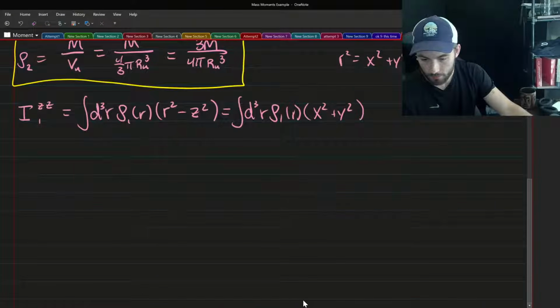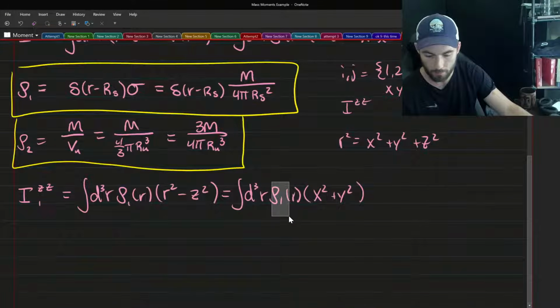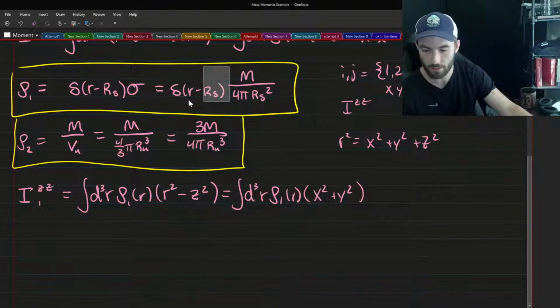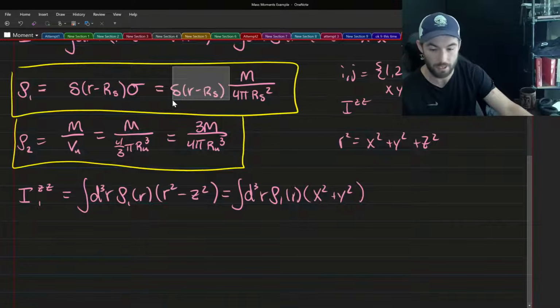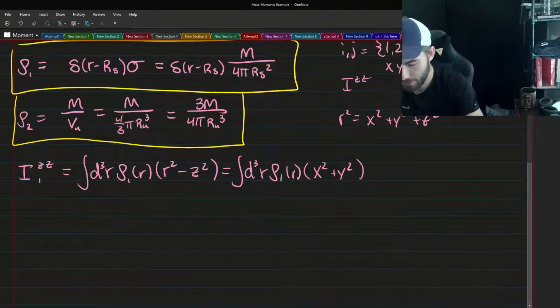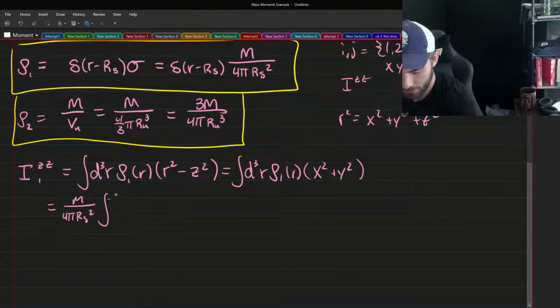Okay, what's next? So now let's actually substitute in our mass density. And everything here is just a constant that we can pull out of the integral. This is the only part that actually depends on an integration variable. So when we translate this, I'm just going to factor out that m over 4 pi rs squared.